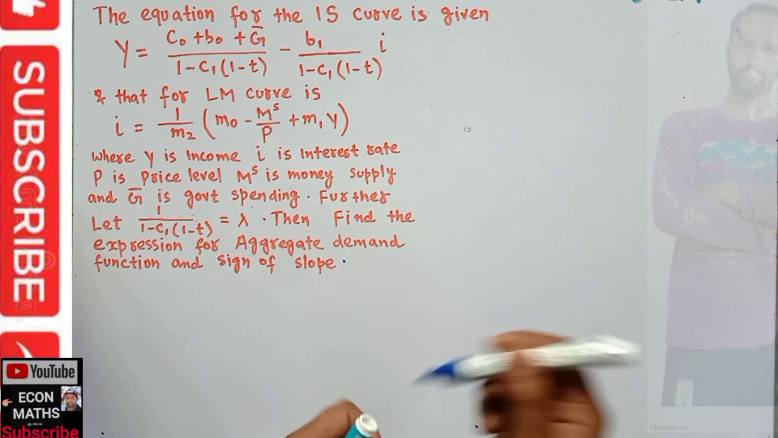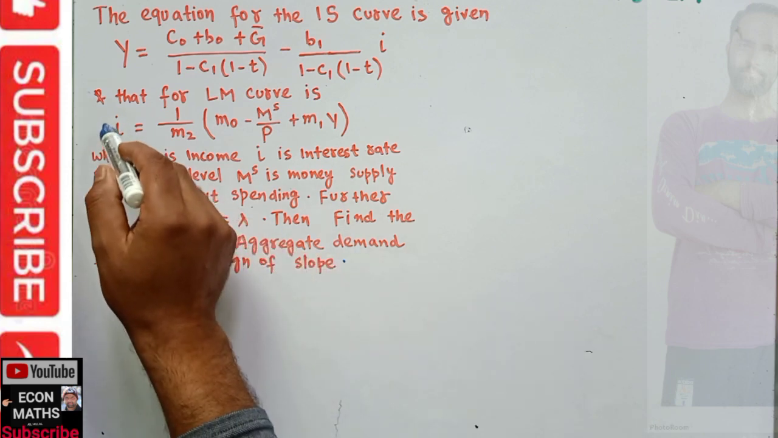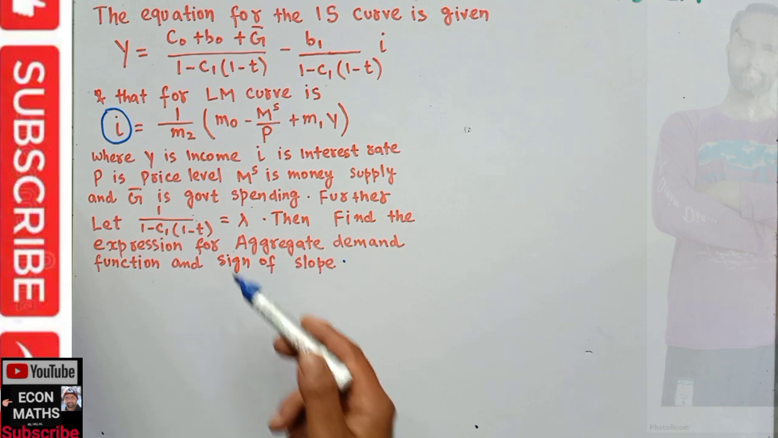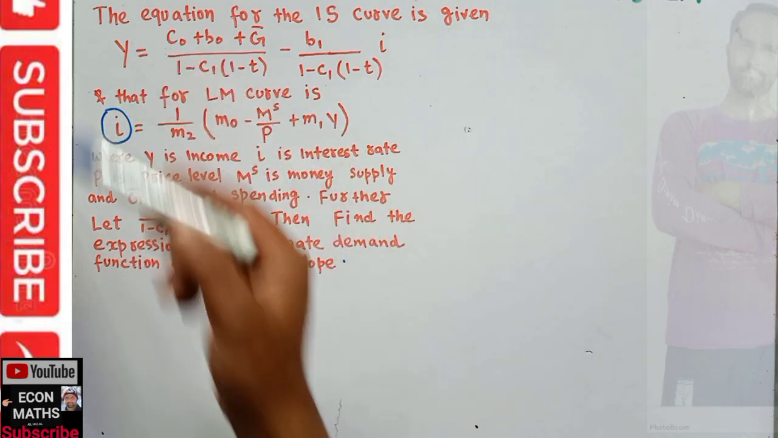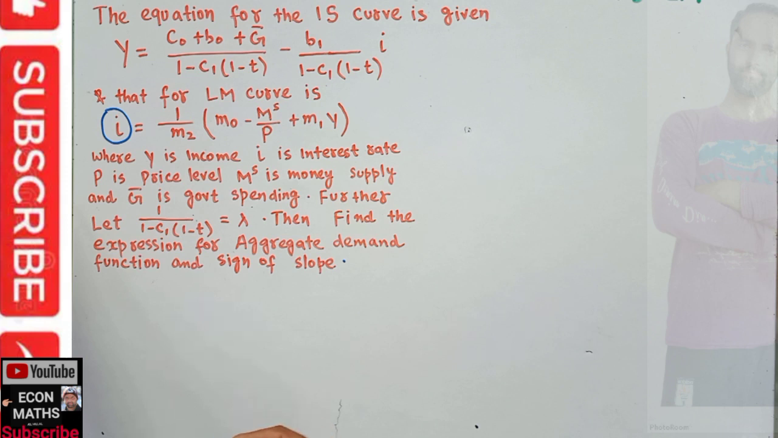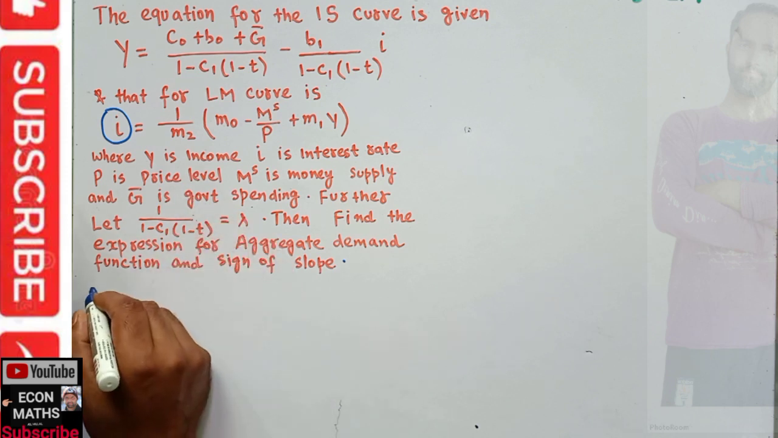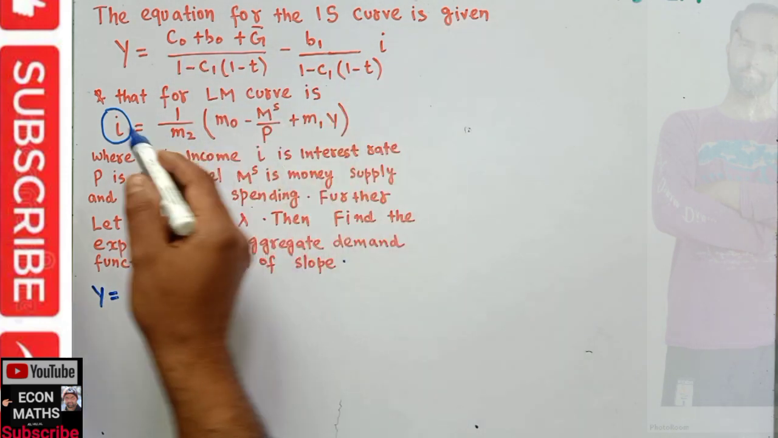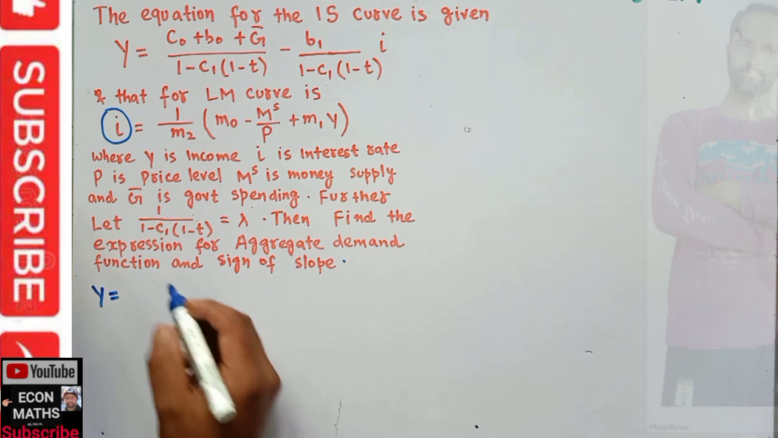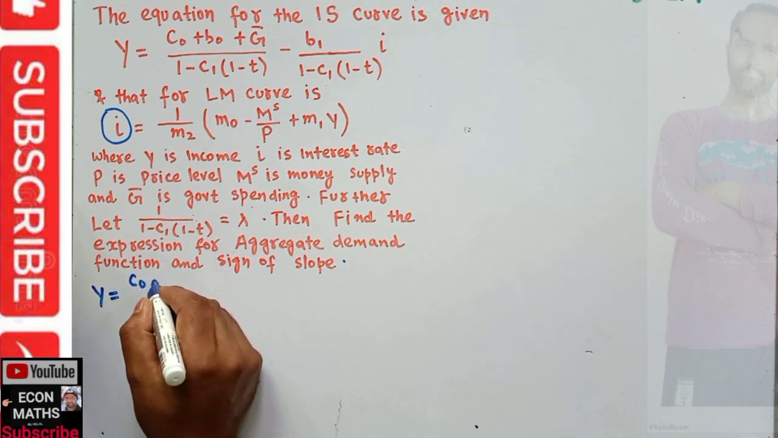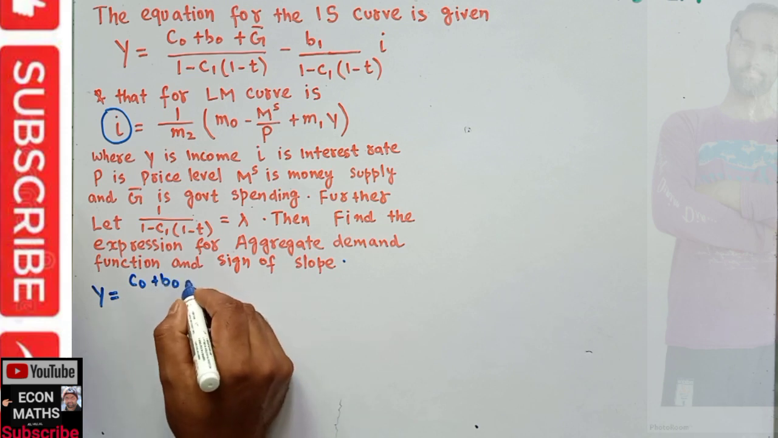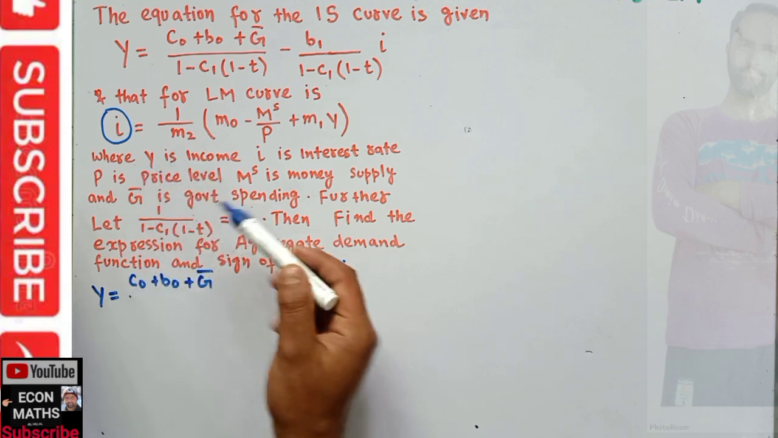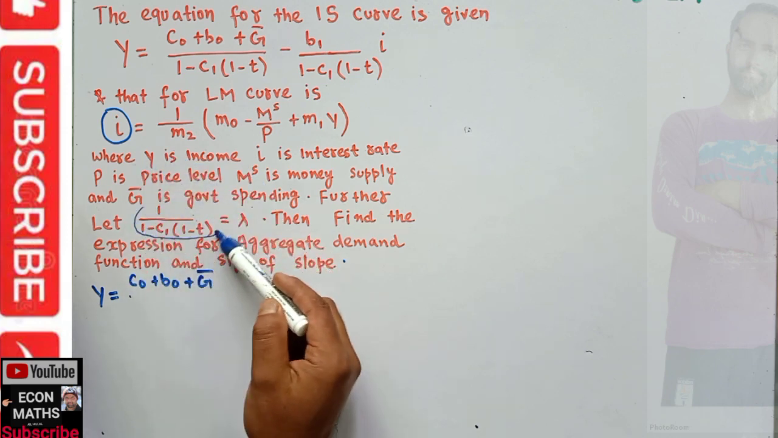So how can we solve this question? The simple thing we have to do is insert the value of the rate of interest in this function. Or simply, we put our LM function into our IS function to get the aggregate demand function. Then it will become Y equal to, so in place of I, I will insert this expression for LM. So we have C0 plus B0 plus G bar, which is our government spending.